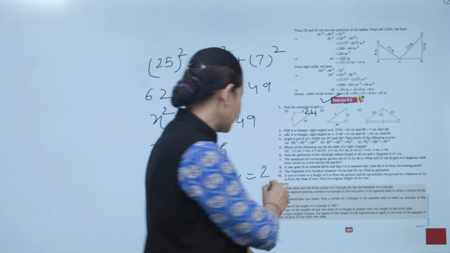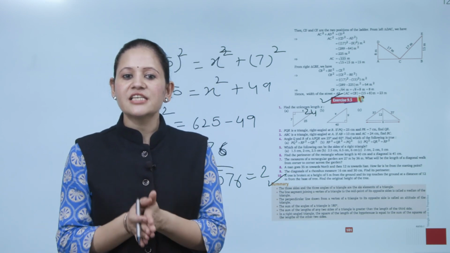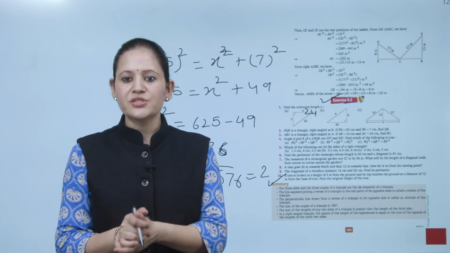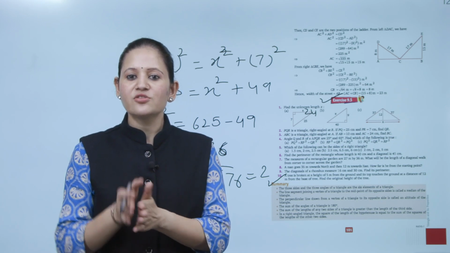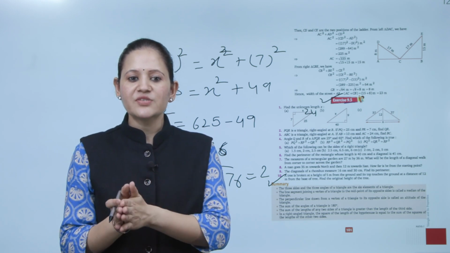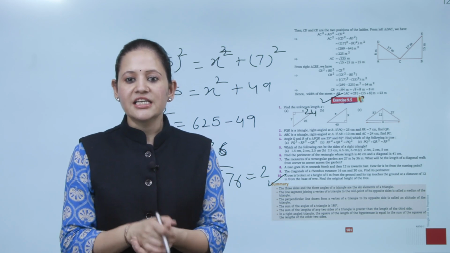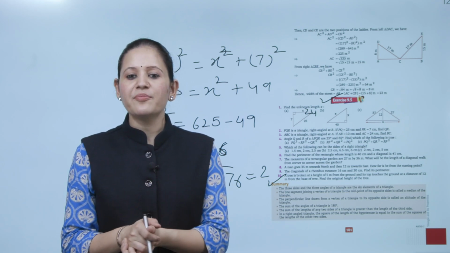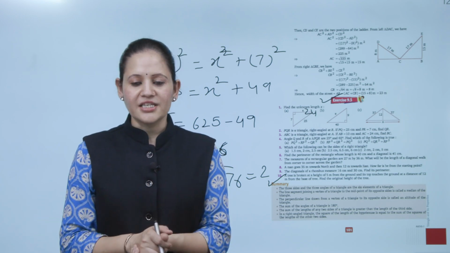Next is summary. The three sides and the three angles of the triangle are the six elements of a triangle. The line segment joining the vertex of the triangle to the midpoint of its opposite side is called the median of the triangle. The perpendicular line drawn from the vertex of the triangle to its opposite side is called the altitude of the triangle. The sum of angles of a triangle is 180 degrees. The sum of the lengths of any two sides of the triangle is greater than the length of the third side. In a right angle triangle, the square of the length of the hypotenuse is equal to the sum of squares of the lengths of the other two sides.